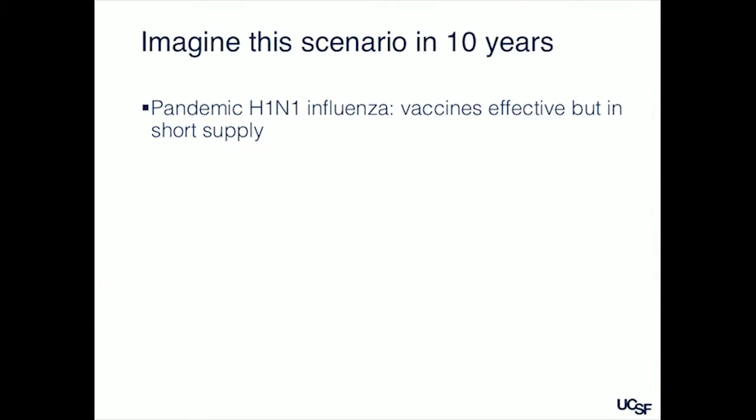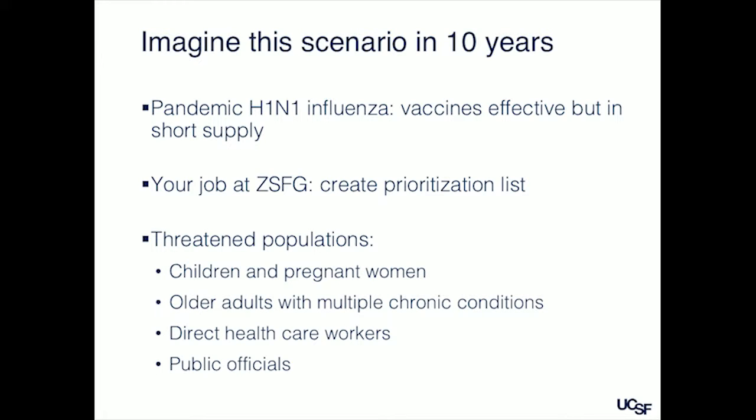Say it's 10 years from now, you are now working at a public health hospital. There's pandemic influenza. We've got vaccines that are available, but maybe it's early in the season and the vaccines aren't in great supply just yet. So you, as a medical director at the Zuckerberg, have to create a prioritization list of who will get these vaccines first.